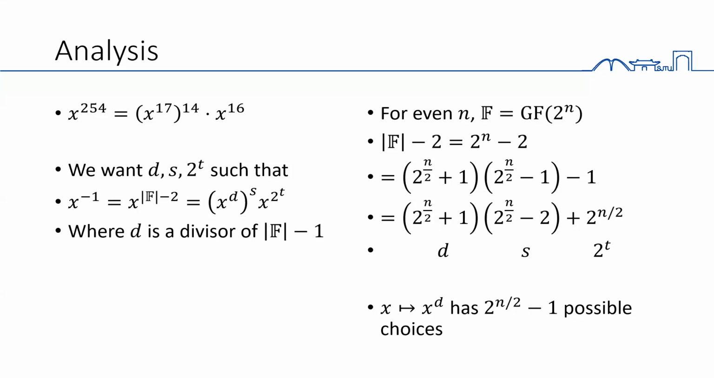Luckily, we found that for even n this is possible. F minus 2, which is 2 to the n minus 2, can be written as 2 to the n minus 1 and minus 1 again. Then we apply the difference of two squares. We can have the following formula. So we can find proper d, s, t. So x to the d has only 2 to the half of n minus 1 possible choices.